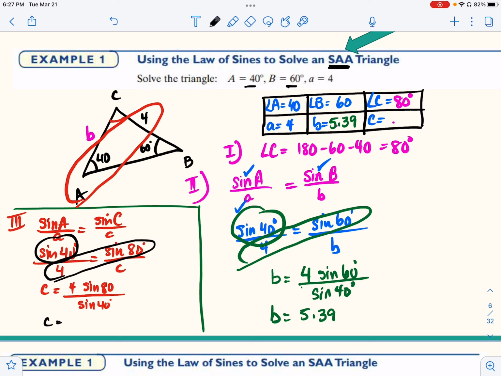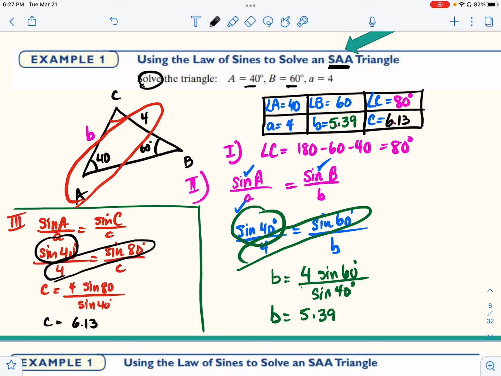That turns out to be 6.13, and I have solved the triangle, which is what the question said, solve the triangle. One more time, it's very important, this triangle was not mentioned to be a right triangle, neither was any angle given to be a right angle, and hence I could not use SOHCAHTOA.